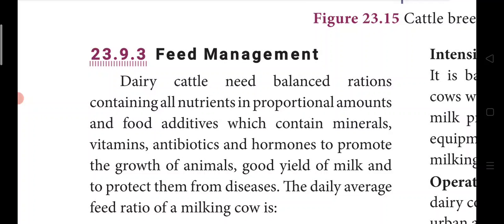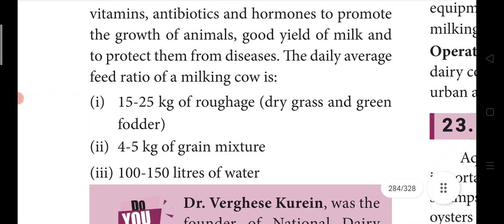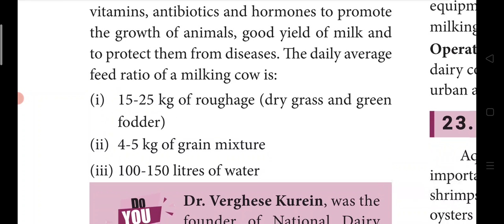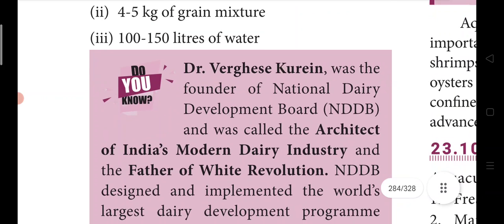The daily average feed ratio of a milking cow: how much food should we give a milking cow? 15 to 25 kg of roughage, which is green fodder and dry grass, and then 4 to 5 kg of grain mixture must be given, and 100 to 150 liters of water. This is the daily average feed ratio for the milking cow.